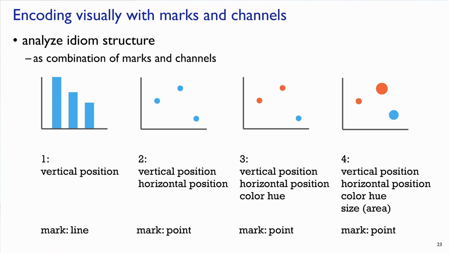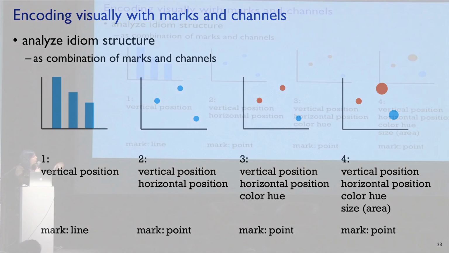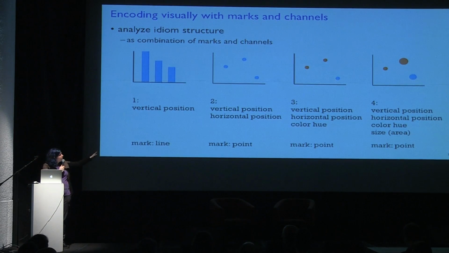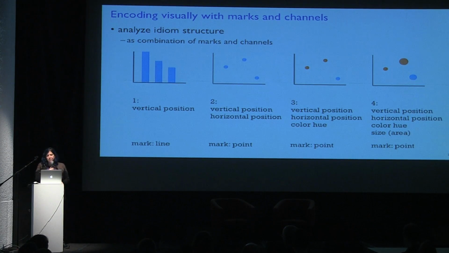And so you can say things like, a bar chart is using the vertical position channel, and it's using the mark type of a line, and that's how it's encoding data. What about a scatter plot? Well, that's separately using vertical and horizontal position. We've swapped now from a line mark to a point mark. And then we can continue encoding more attributes by, say, adding color to the mix, and then adding a size coding, so that's an area coding, to the mix. And so now we're using two spatial dimensions and two non-spatial channels to encode this data.